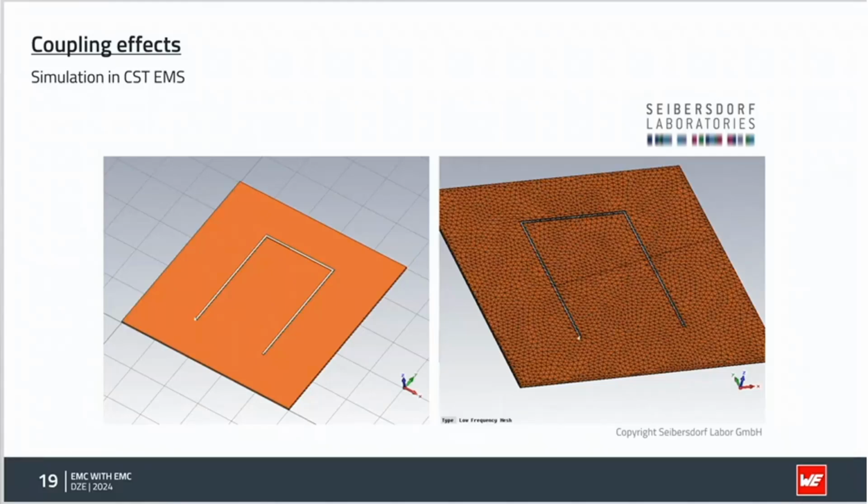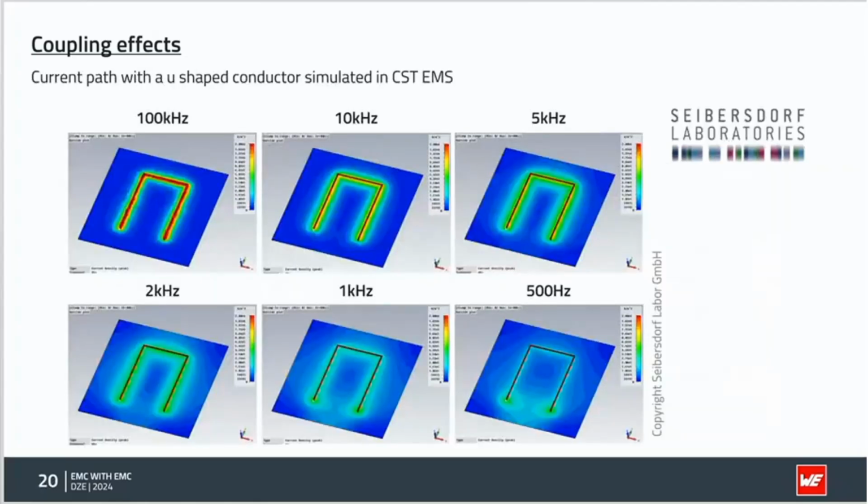And we made simulations with Cybersdorf, that's an Austrian EMC lab. And here you can see, what do you see? Well, you see the orange thing, that's our complete ground plane. And on the top, you will see the U-shaped conductor. So in our head, if we apply current, it's going to go the direct way and back out of the system. But that's not the case.